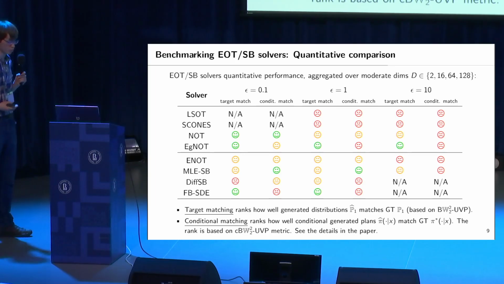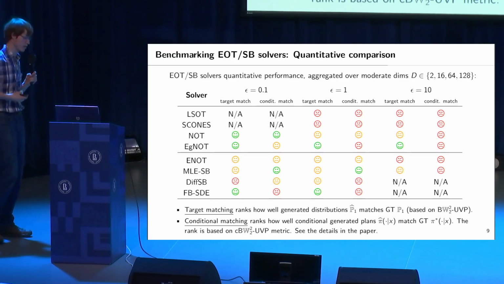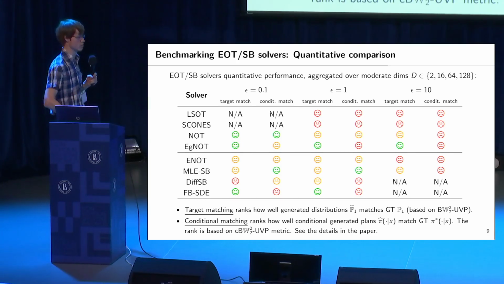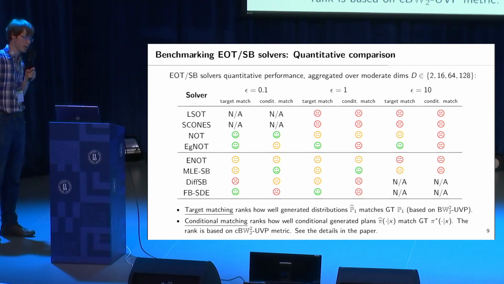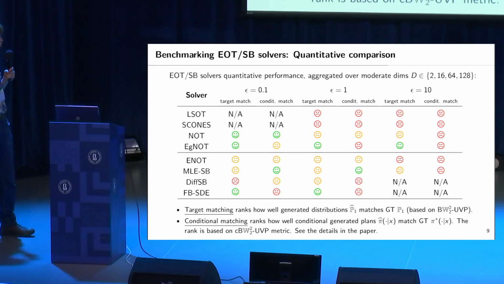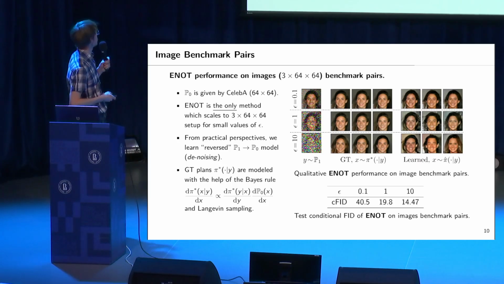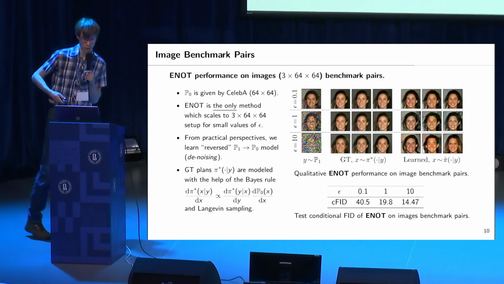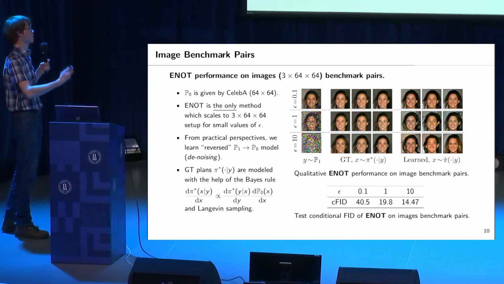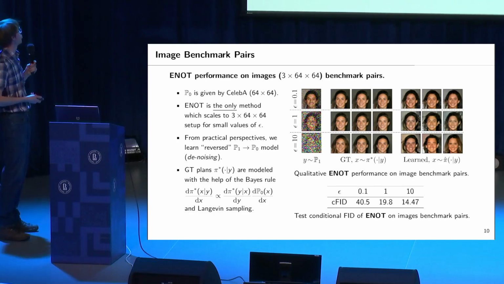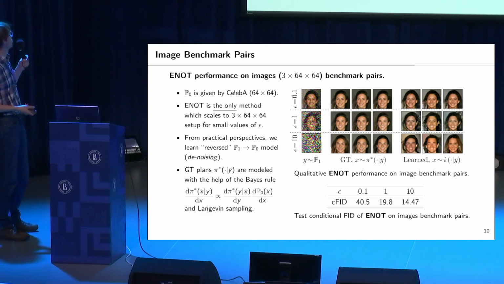I just want to highlight that our benchmark pairs allow us to answer the question whether solvers actually solve EOT or SB. And this can be used, for example, for tuning hyperparameters and for understanding what's going on. And in the last slide, I demonstrate that our methodology could be applied even for image data. So here we can see as a P0 distribution, we consider CelebA images.